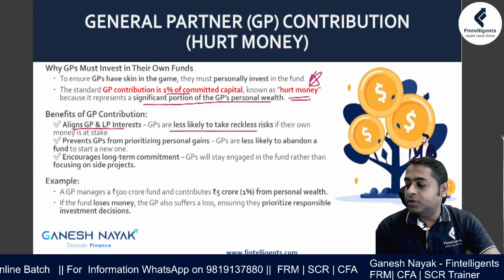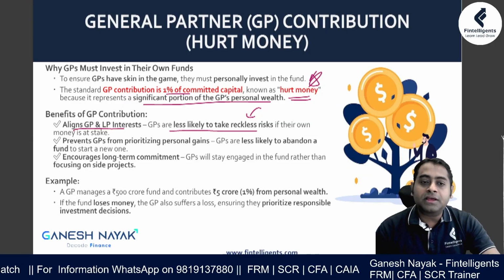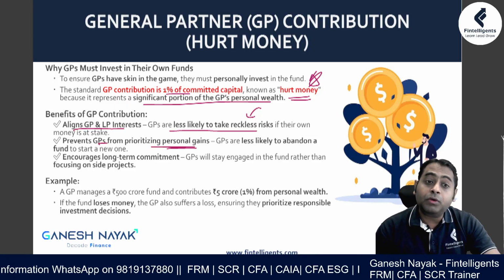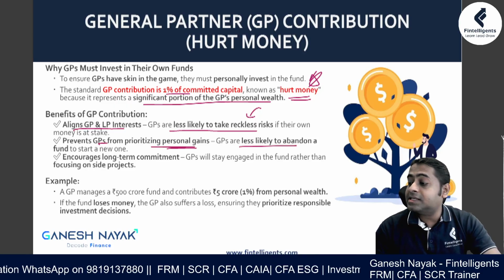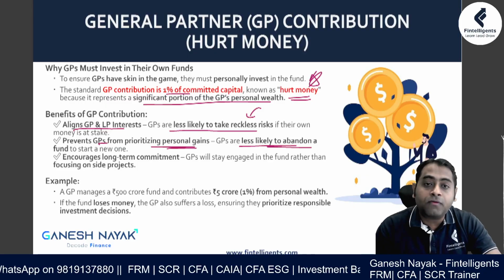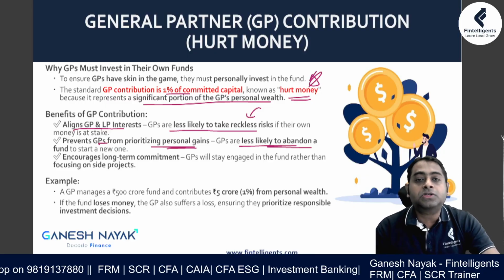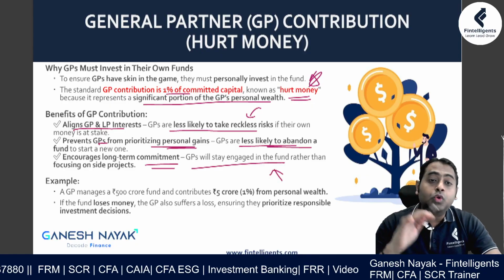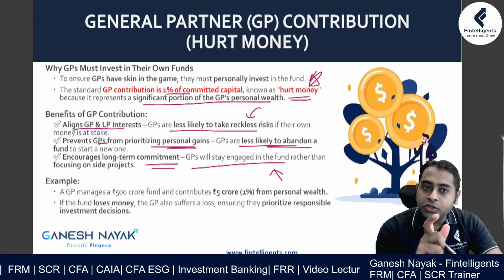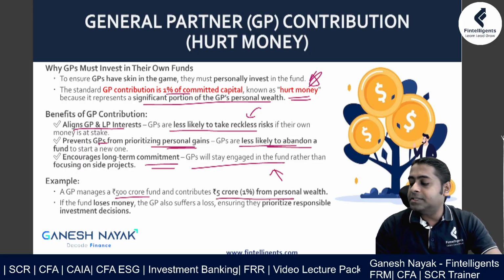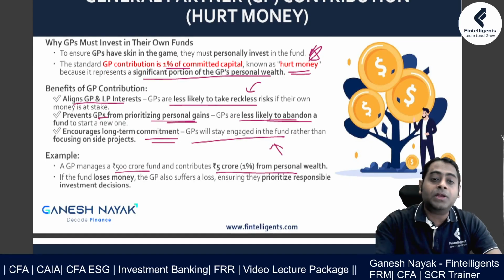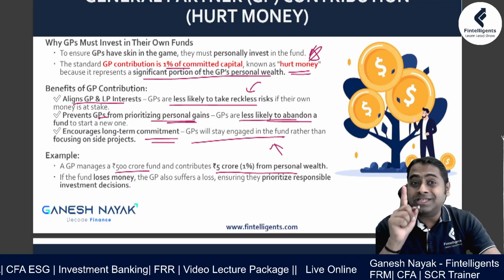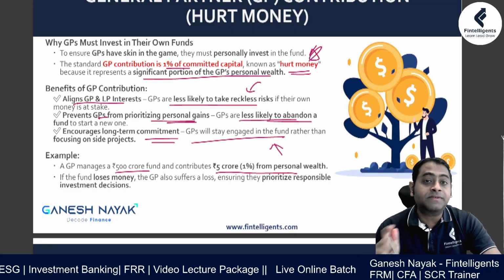This is the first problem. So the first solution is that you will not be taking reckless risk. It prevents the GP from prioritizing personal gain, right? GPs are less likely to abandon the fund. If the fund is not performing, they cannot leave, because your own money is also stuck, right? And you're committed long term for the growth of the fund. So if suppose the fund is 500 crore rupees, 1% is 5 crore, which is going to come from the fund manager. If the fund loses, the fund manager is also going to lose. This concept of hurt money, or the standard practice of 1%, is very, very important.